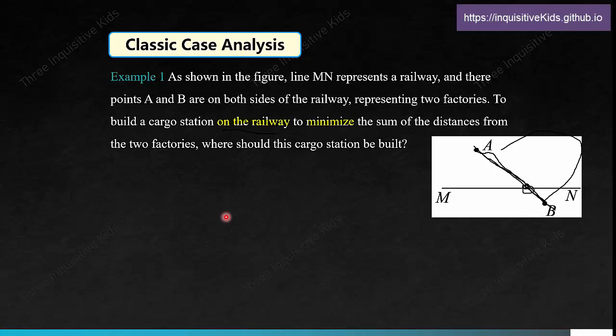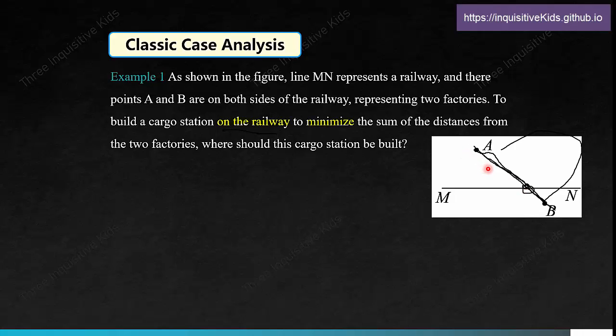Okay, let's go over what we know. As shown in the figure, line MN represents a railway, so MN, this is a railway. Points A and B are on both sides of the railway, representing 2 factories. So this is factory A, factory B. They want to build a cargo station on the railway, that's what's highlighted, to minimize the sum of the distances from the 2 factories. So we're being asked, where should this cargo station be built?